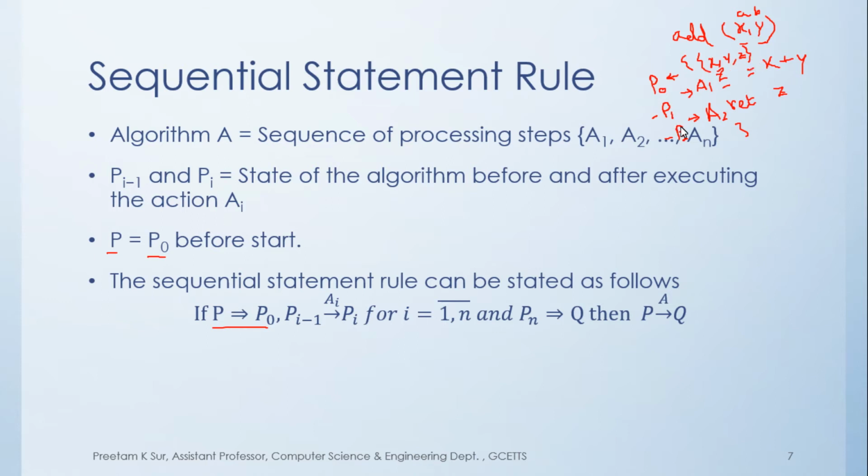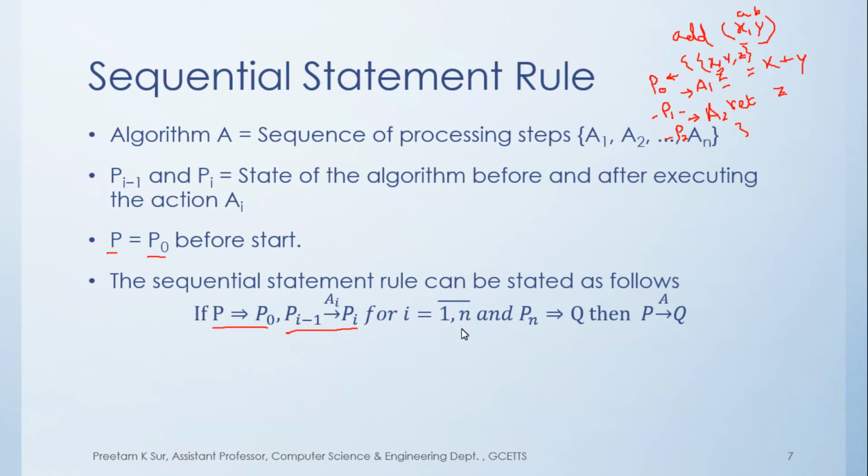Then in the next state p1 we will have x equals a, y equals b, and z equals a plus b, like that. So again, coming to the sequential statement rule, it can be stated as follows. If p is equal to p0, or the p condition is p0, and we have a transition of state from p i minus 1 to p i following the ith statement of the algorithm A, for all the statements from 1 to n.